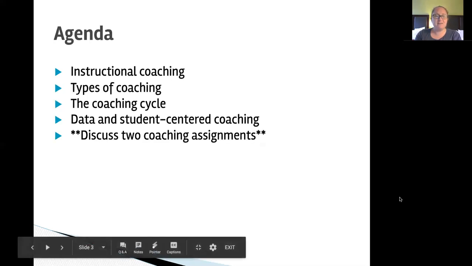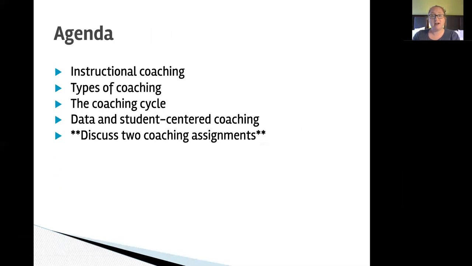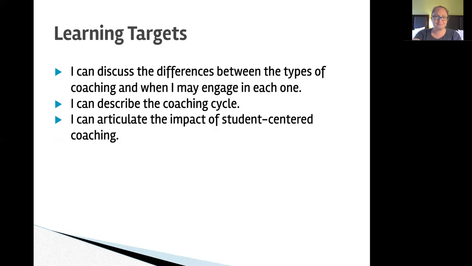Moving on, our agenda for this week: we're going to talk about instructional coaching. We're going to talk about the types of coaching. There are actually 3 different types. Then I'm going to introduce the coaching cycle to you, and we're going to talk about using data within a student-centered coaching approach, because that's ultimately where we should be working all of the time. And then I will discuss the 2 coaching assignments at the end, so you can start thinking about them.